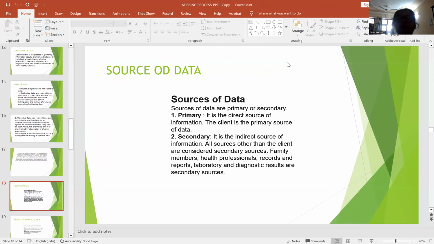Okay. There are lots of sources of data we collect, primary and secondary. Primary is the direct source of the information. In this, we get the data from the patient. Secondary, we take the information from the family member, from the previous report. So there are different types of data we collect.